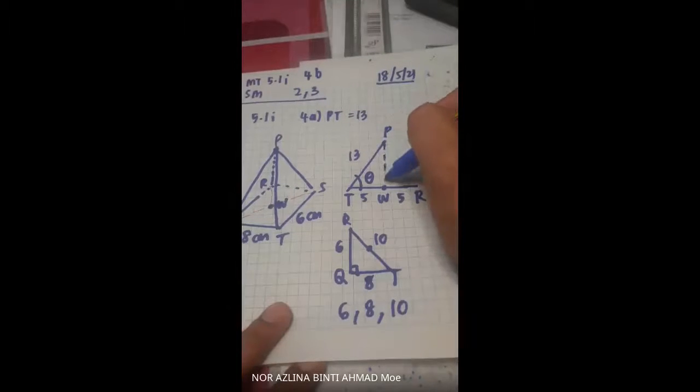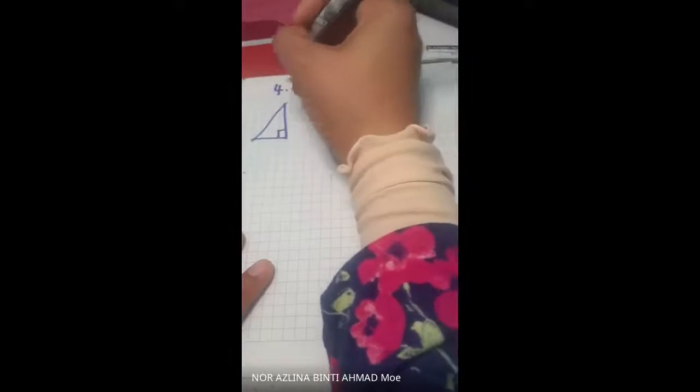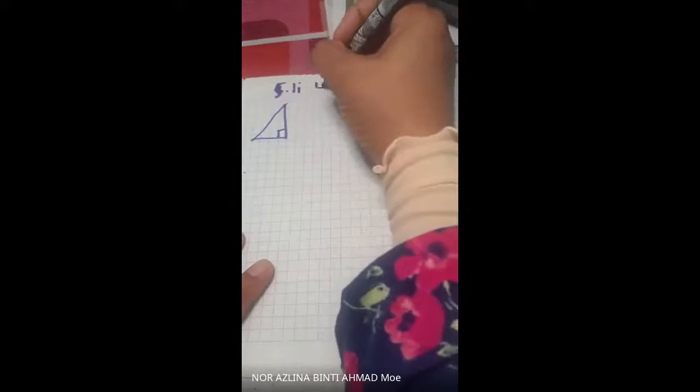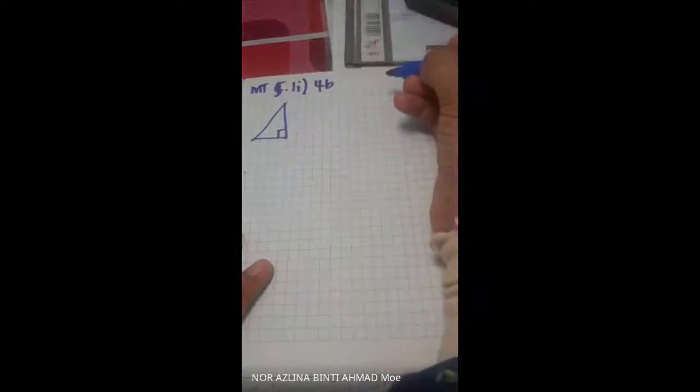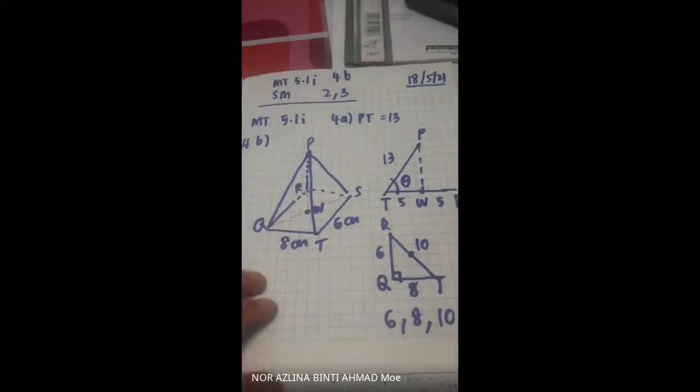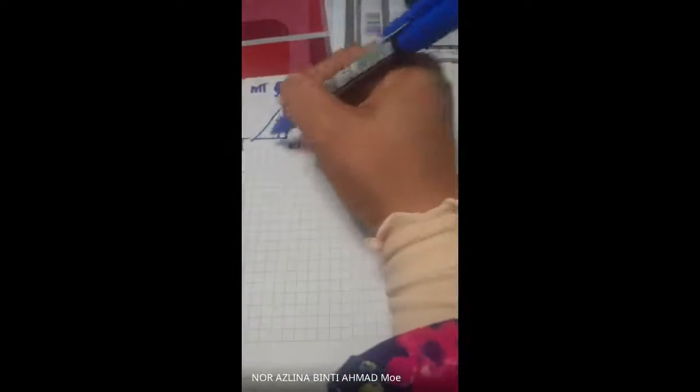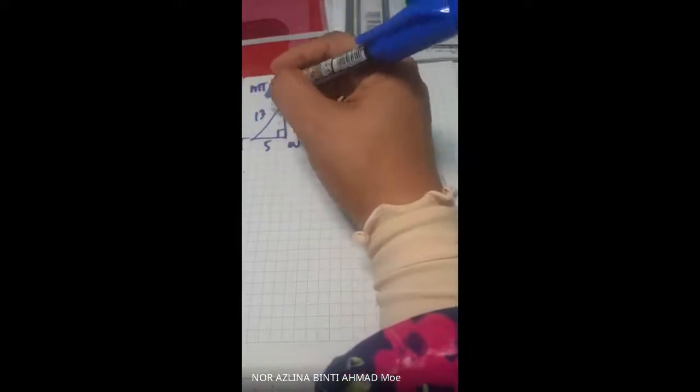If I draw a right angle triangle, I can use PTW. Okay, I redraw PTW. Okay, now we are discussing Main Test 5.1I number 4B. If I redraw PTW, this is 5 and this is 13. We want angle PTR.